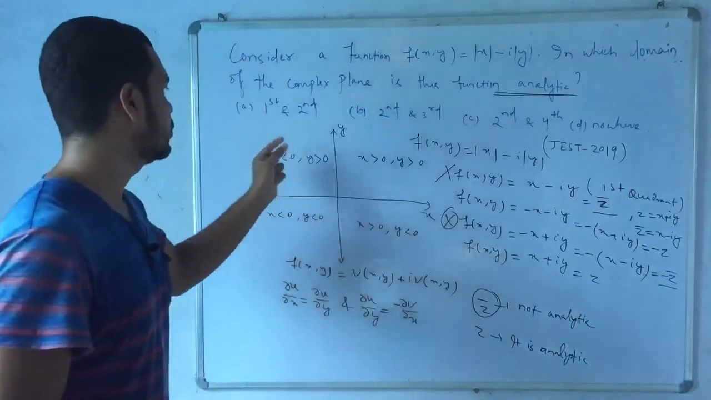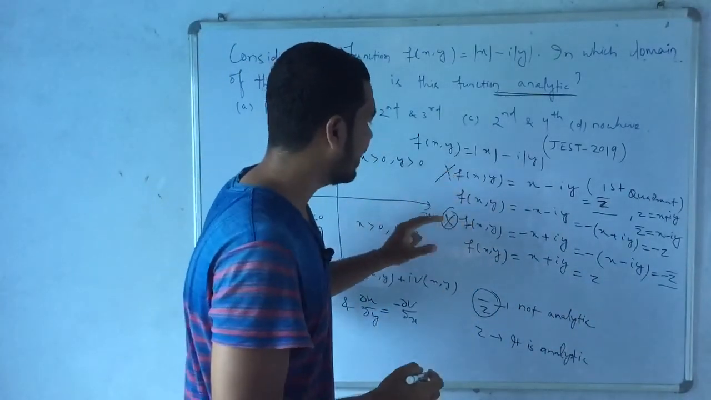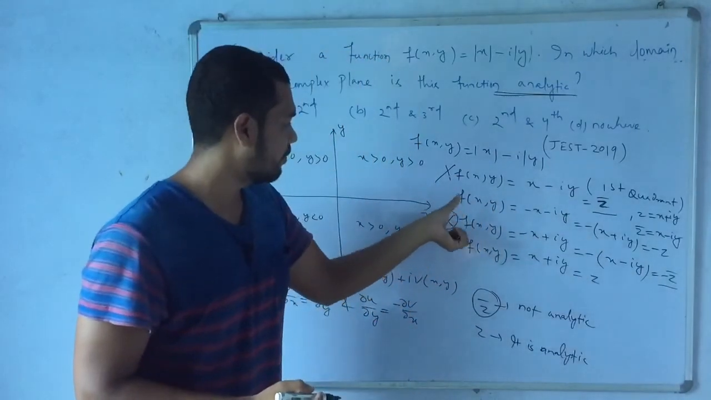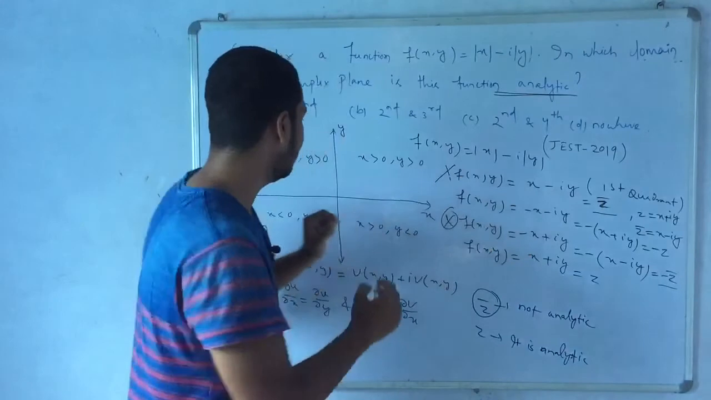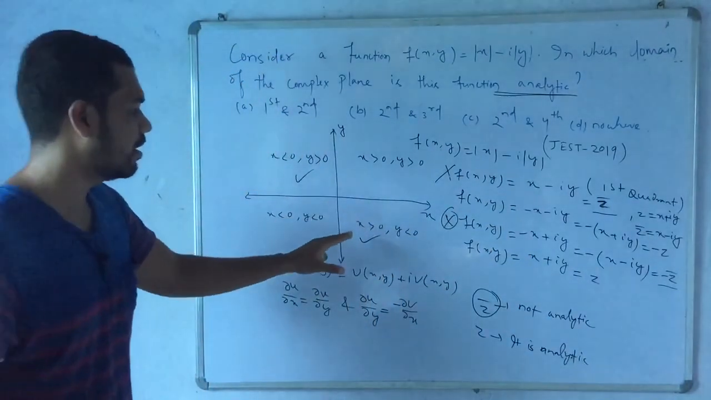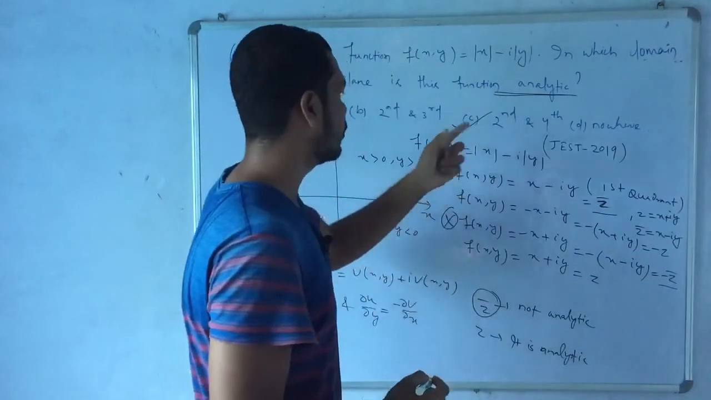So from this you can choose the correct option. For the first and third quadrants, the function is not analytic, whereas for the second and fourth quadrants the function will be analytic. So the correct option for this question is the second and fourth quadrants.